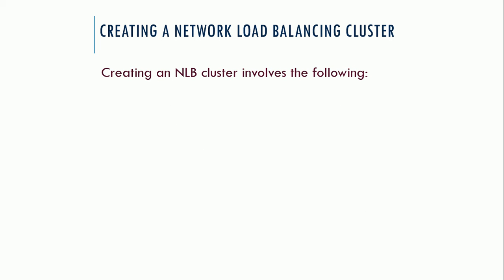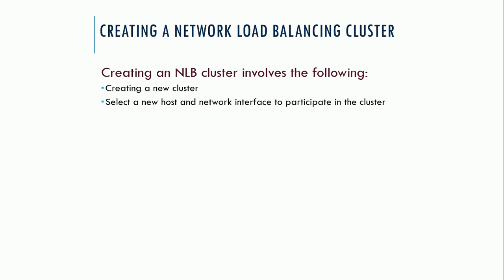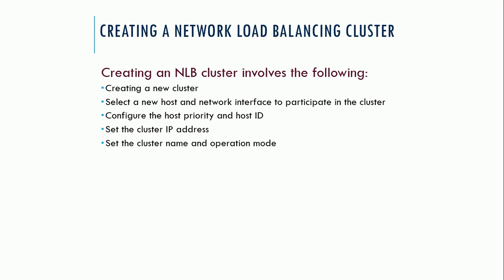Creating a network load balancer cluster involves the following steps. You're going to create a new cluster. Then you're going to select a new host and network interface to participate in the cluster. And then configure the host priority and host ID, which I'll talk about in a few minutes. Set the cluster IP address, which is the virtual IP that we talked about. Then you're going to set the cluster name and operation mode, and configure your port rules, which define which ports you're going to accept into the cluster. For example, if you're running an IIS cluster, you're probably going to use port 443 and port 80. Then you're going to add servers to the cluster. So you define which servers are going to be members of this cluster.